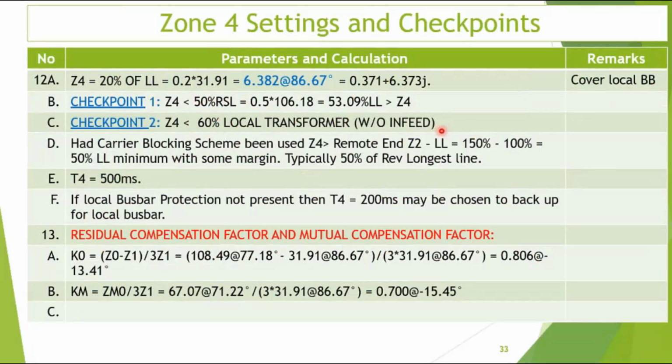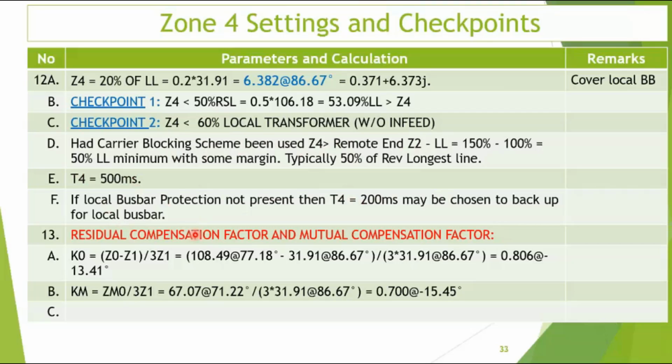I am not explaining it any further because I've explained transformer impedance enough. Had a carrier blocking scheme been used, then zone 4 had to be greater than remote end zone 2 minus the longest line. This was explained in the earlier session. The T4 we keep at 500 milliseconds. If local bus bar protection is not present, then T4, the time for the zone 4 timer, can be reduced to 200 milliseconds to make zone 4 act as bus bar protection.